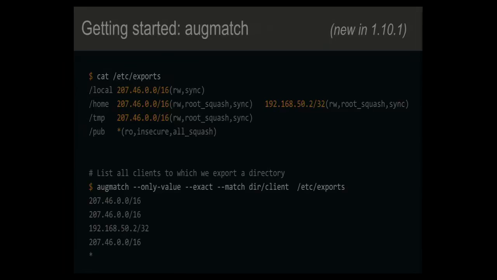Augmatch by default would print everything that you're matching underneath it. Exact says just that node. And then only value says only print the value of the node. I don't care about the path to how I get there. And so that gives you a list of the things in /etc/exports.